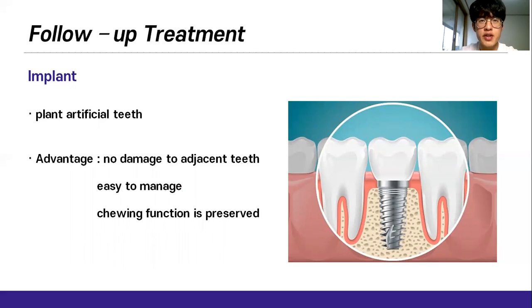After the tooth extraction, you should consider getting an implant as a follow-up treatment. An implant is a dental treatment for removing damaged teeth and planting artificial teeth. The biggest advantage of implants is that they can be done without damaging adjacent teeth. Chewing function is preserved excellently and the implant is easy to manage. So think about getting implant treatment and let me know next time if you want it.